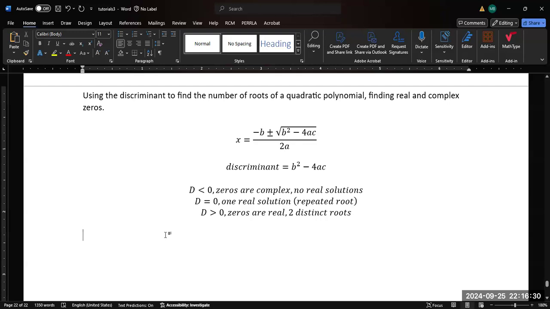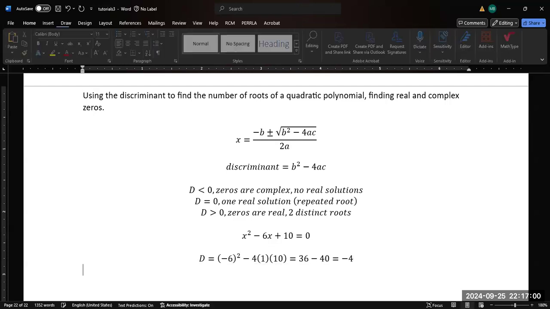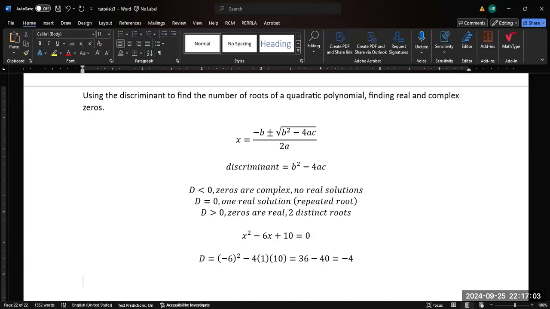So let's look at some examples. x squared minus 6x plus 10 is equal to 0. So we're going to calculate the discriminant, which is going to be negative 6 squared plus 4 times 1 times 10, which is going to be 36. Oh, sorry, that's a minus. 36 minus 40, which is equal to negative 4. So this means this polynomial has no real solutions.